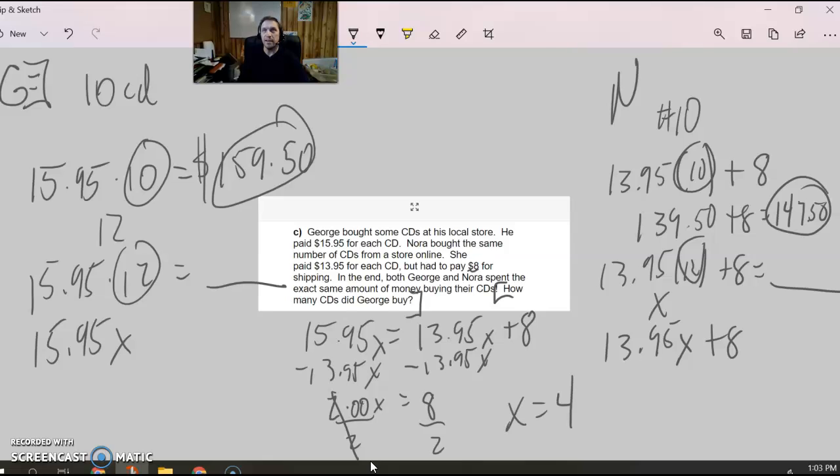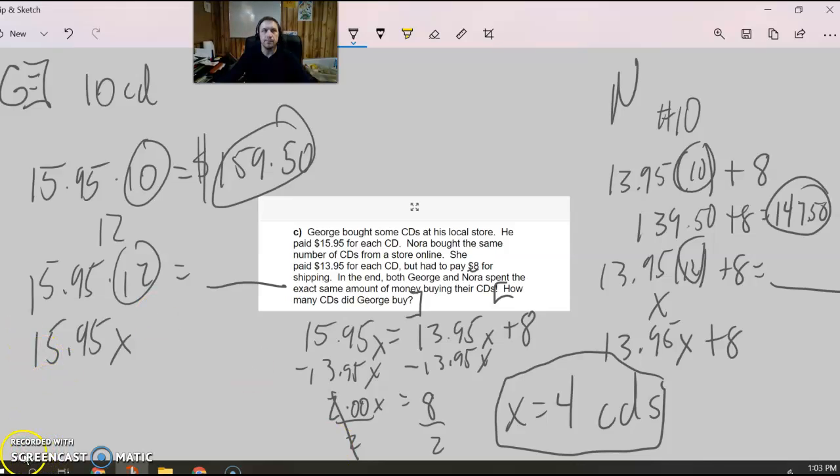But 4 what? That's 4 CDs. All right? So X is the number of CDs they bought. We look here. Sounds good to me. So that would be another way of using guess, check, generalize. And we kind of sped through that so you could see how that process is working.